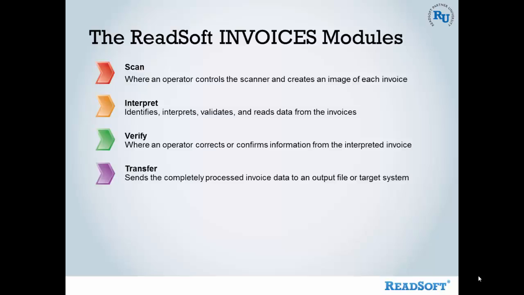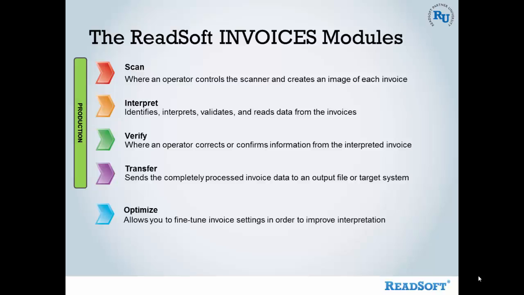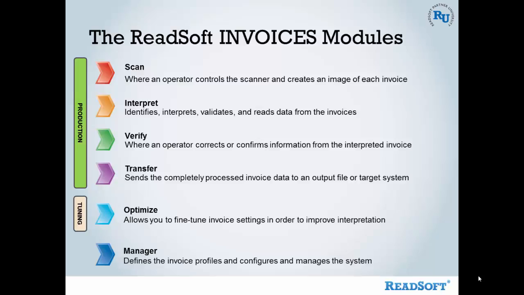The production modules are used daily to move invoices from its source to the next coming process or final approval and payment. The optimize module is used to fine-tune data and capture rates on supplier level. Finally, the manager module is used to initially set up and configure your system, scanners, and users. The manager module is used in production to monitor and maintain the process of all production invoices. Note that the interpret and transfer modules are run as services on a Windows server.